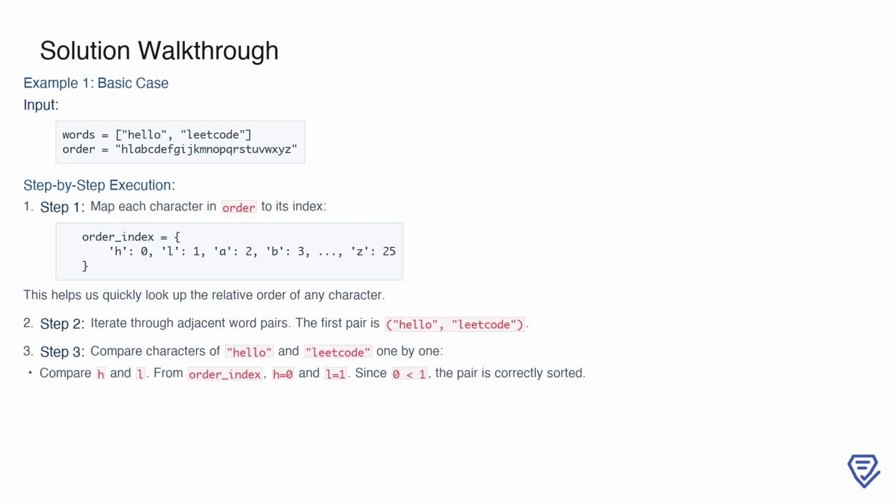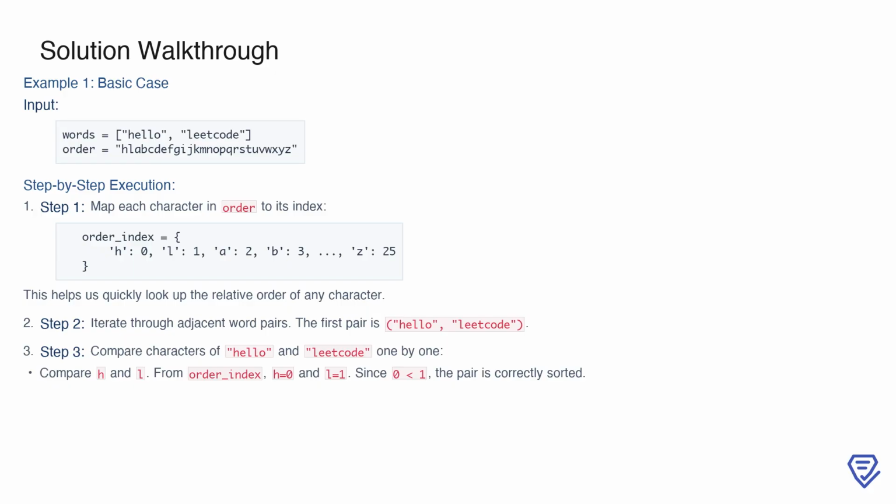This mapping allows us to quickly compare the relative order of any two characters. Next, we iterate through adjacent word pairs in the words list. The first and only pair is hello and LeetCode. To determine if they are sorted, we compare their characters one by one.